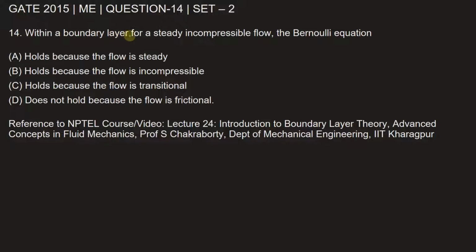Within a boundary layer, for a steady incompressible flow, the Bernoulli equation, so we need to choose among these four options: holds because the flow is steady, holds because the flow is incompressible, holds because the flow is transitional, and option D, does not hold because the flow is frictional. So we know Bernoulli's theorem.